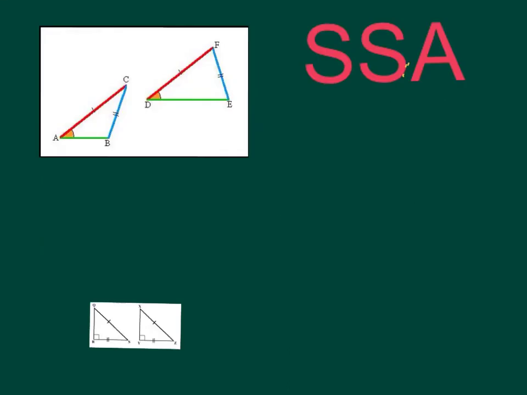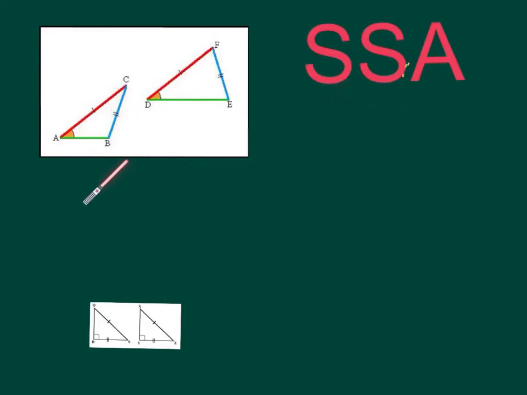We've also talked about side, side, angle, where we have 2 sets of congruent sides and an angle not in between those 2 sides. As we can see in the diagram, AC is congruent to DE, BC is congruent to EF, and angle A and angle D are congruent. And notice that the angle is not in between the 2 sides, and that's why the letter A is not in between the 2 S's.